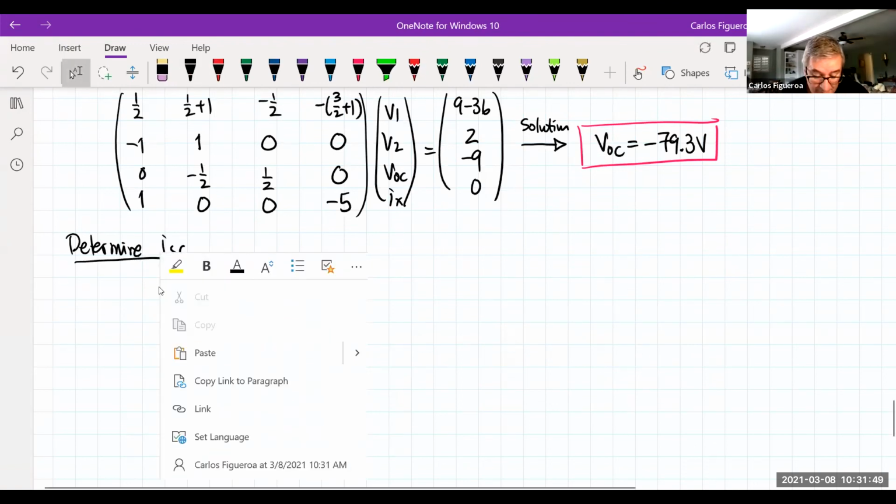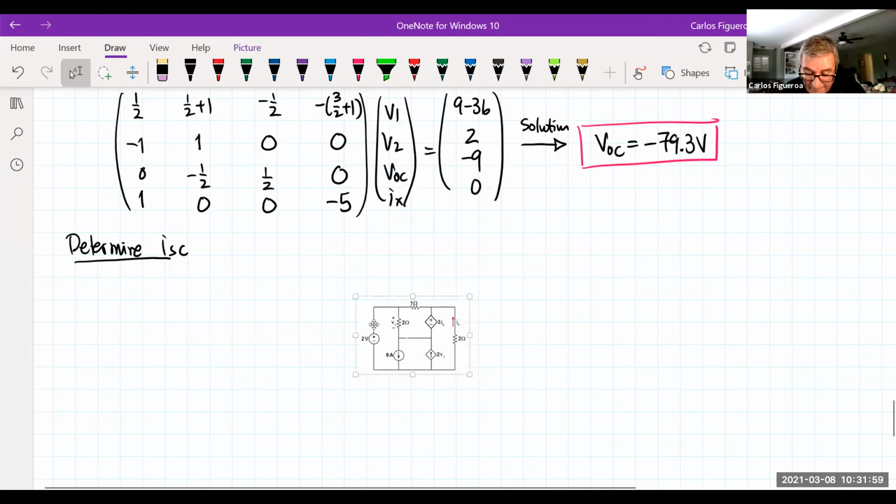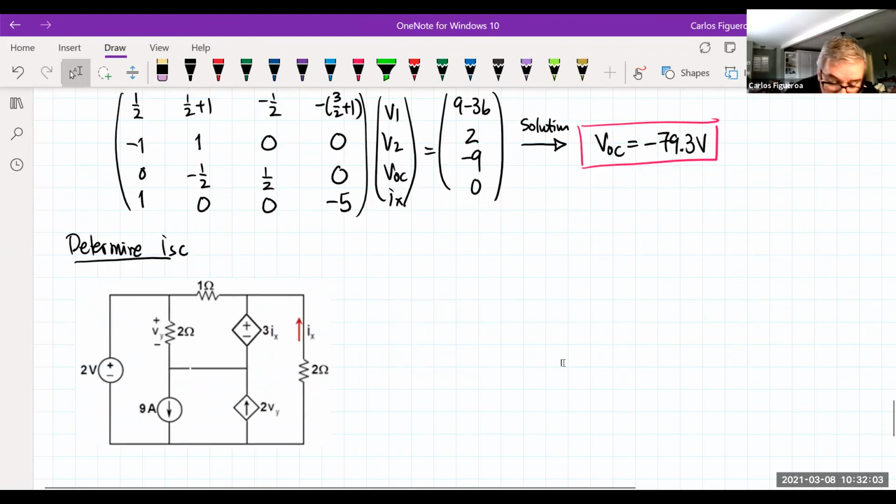So here I go. I'm going to come in, I'm going to paste my circuit. And this is my circuit right here. So that means here I need my current to be going from A to B. It's going to be going in that direction. That's I short circuit here.